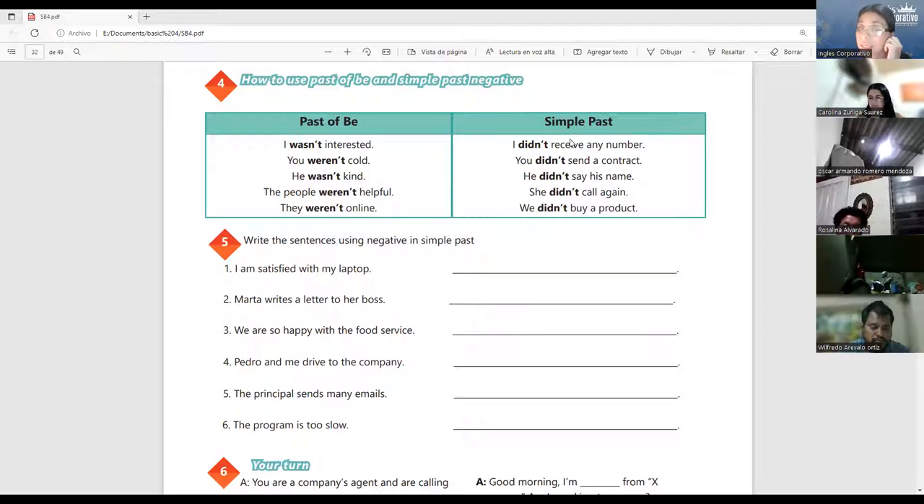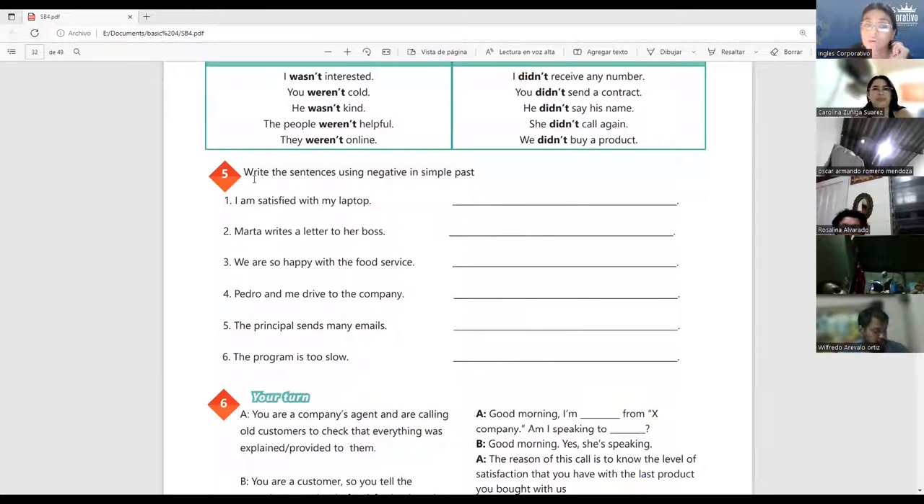All right, and here, en el otro lado, tenemos simple past de action verbs, de cualquier otro action verb que no sea, obviamente, el verbo to be. I didn't receive any number. You didn't send a contract. He didn't say his name. She didn't call again. We didn't buy a product. Okay, so this is the negative, past of be negative, simple past action verbs negative. ¿Qué es lo que veíamos ayer? Aquí tenemos el didn't y su verbo regresa a su forma base.